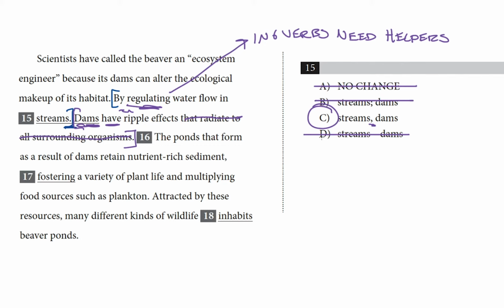By regulating water flow in streams, I am led to question what does, and the answer is right there after the comma. Dams have ripple effects. Dams are the thing that regulate water flow in streams.